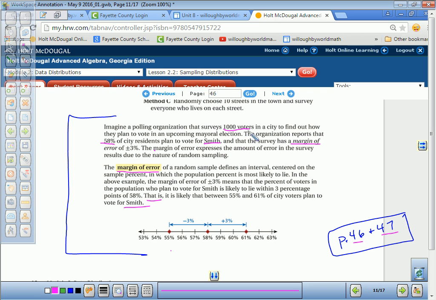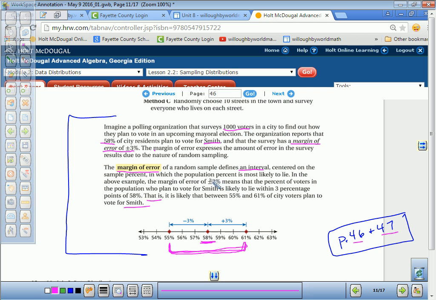It says, imagine a polling organization is surveying 1,000 voters to find out how they plan to vote in an upcoming election. 58% say they're going to vote for Smith. And the survey has a margin of error of 3%. So if we kind of looked at that on the graph, here's our average, but the margin of error is 3%. So truly, that vote we can expect from our polling could fall within this interval because of the margin of error. So the margin of error of a random sample defines an interval centered at a sample in which the population percent is most likely to lie.